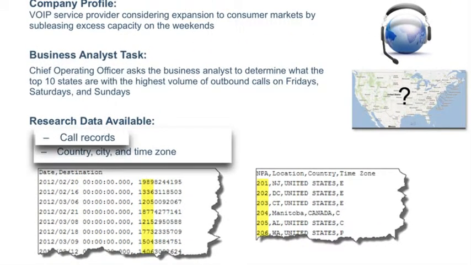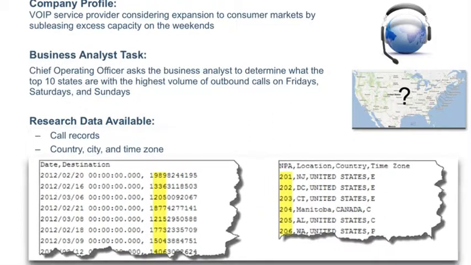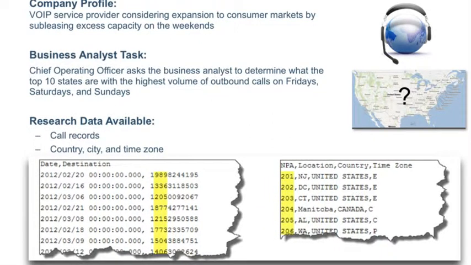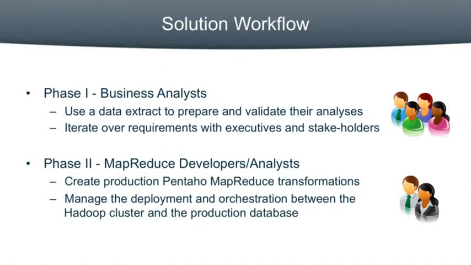With Hadoop, the call record logs are stored locally, but the reference data, such as country, city, and time zone for each area code, is externally stored in a CSV file. In addition, the area code substrings must match between the reference data and the calling telephone number. The Pentaho solution addresses both the business analyst and the IT developer's requirements.